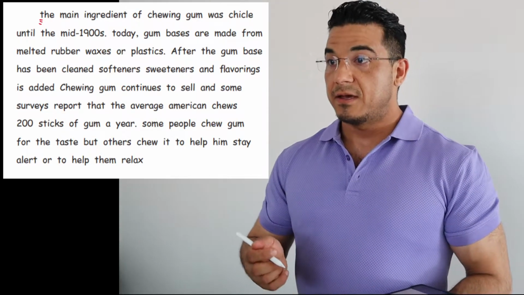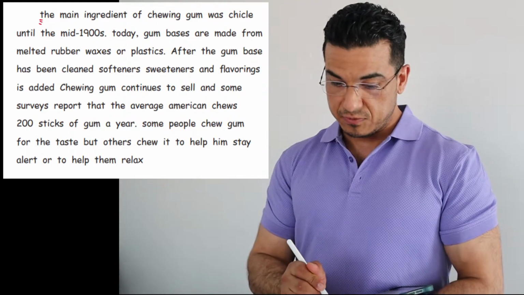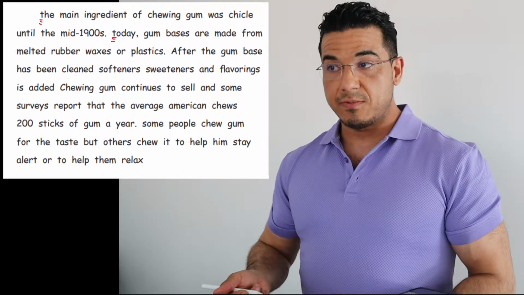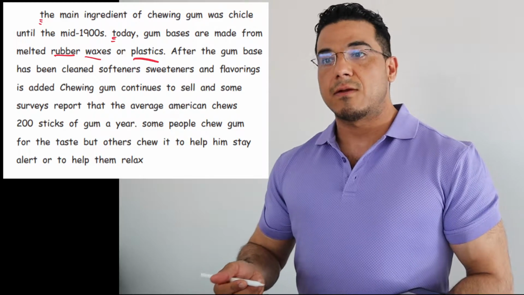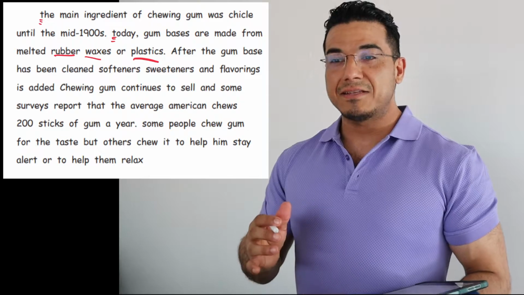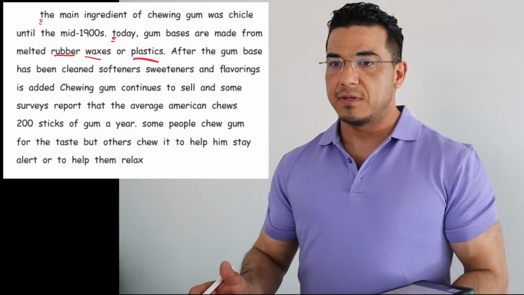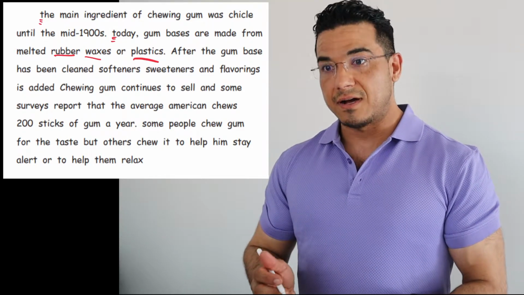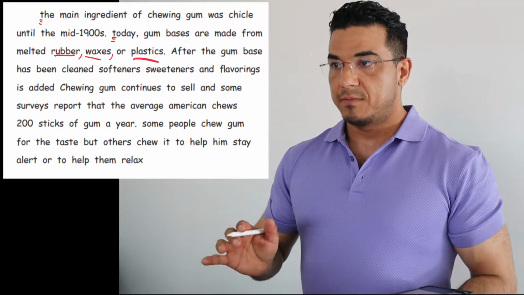Okay, everything's good. Today, and again, here we are starting a new clause or a new sentence without a capital, which means we should go back, capitalize it. So today, gum bases are made from melted rubber, waxes, or plastics. And notice how we're creating a series of different ingredients that are involved in the base of gum bases. Anytime you have a series of 3 or more, you're going to want to make sure to divide each individual item or noun or whatever the thing by using the punctuation mark known as a comma. So here we have rubber, waxes, or plastics, period.